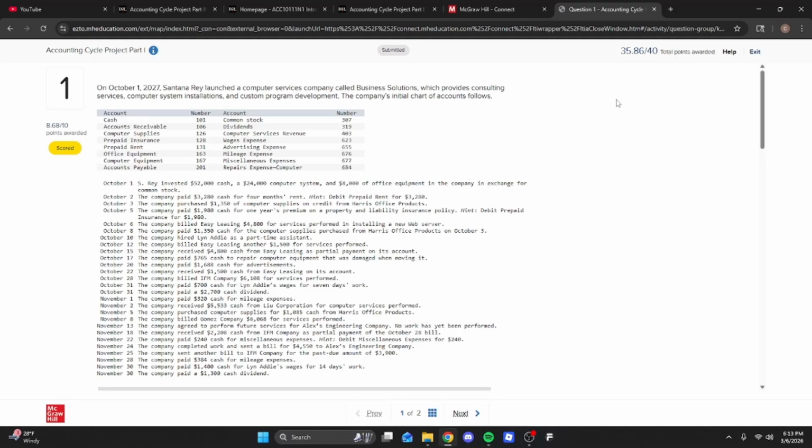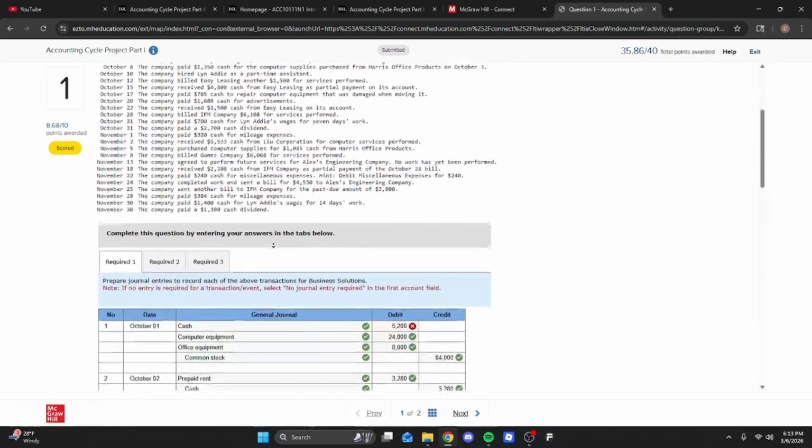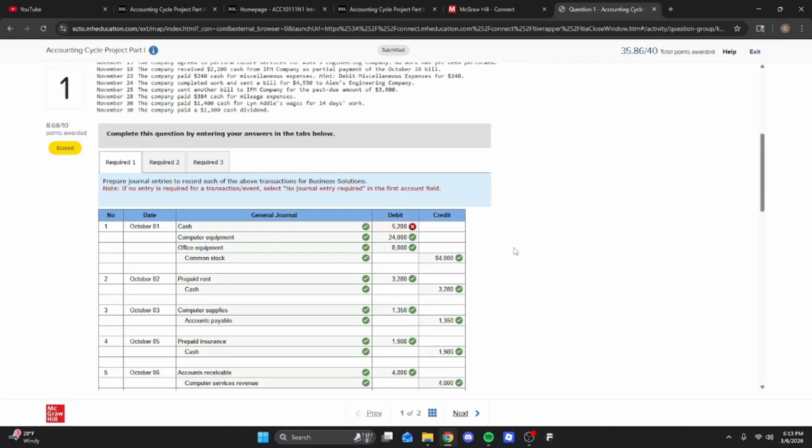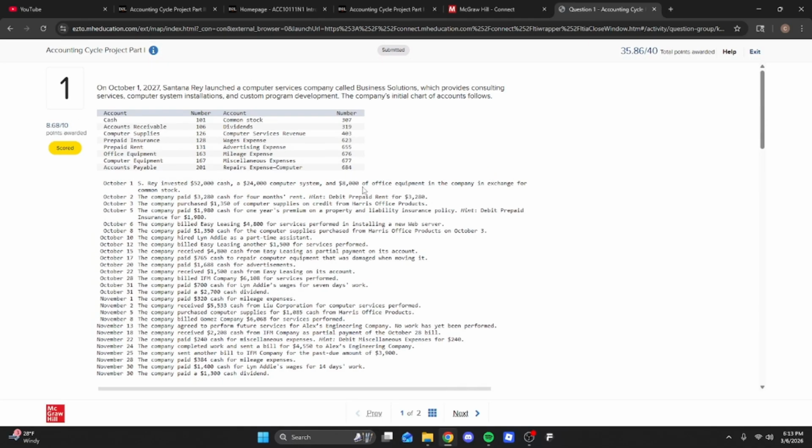1011-1N1, Intro to Financial Accounting. And this is going to be my accounting cycle project part 2. So for part 1, for question 1, this is going to be our journal entries for the given information up here alongside the different transactions listed out here.